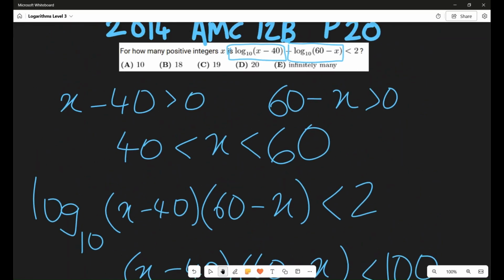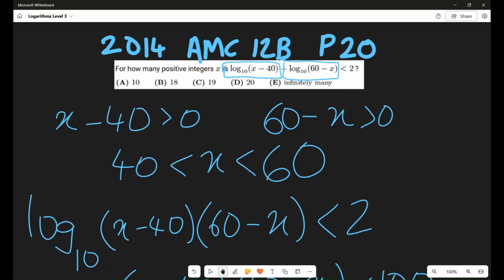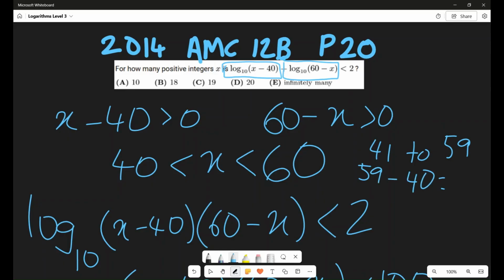Now we can go back to our domain. And since we know that 50 is in the domain, we can just count how many numbers are in the domain, and then we can subtract 1 to get rid of 50. So we know the domain is positive integers from 41 to 59. So that's just 59 minus 40, which is 19. When we subtract 1 to get rid of the 50 in the domain, we get our final answer of 18, which is option B. This gives us the insight that we always have to make sure that the solutions to any logarithmic equation or inequality, like in this problem, have to be in the domain.